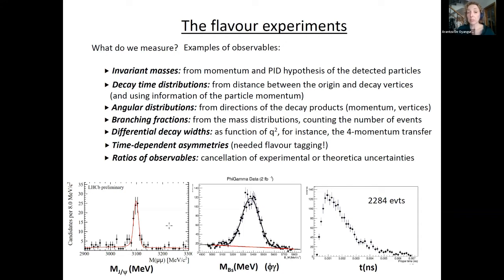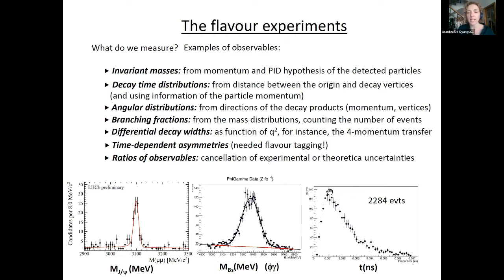We measure time-dependent asymmetries, that is, how a meson and an anti-meson behave with time. And for that, it is very important that we need the flavor tagging that I was trying to explain before. And usually, mainly in the case of proton-proton colliders, what we measure is a ratio of observables, because then you can cancel many of the experimental and theoretical uncertainties. You will see that in a specific measurement, but just for you to know.